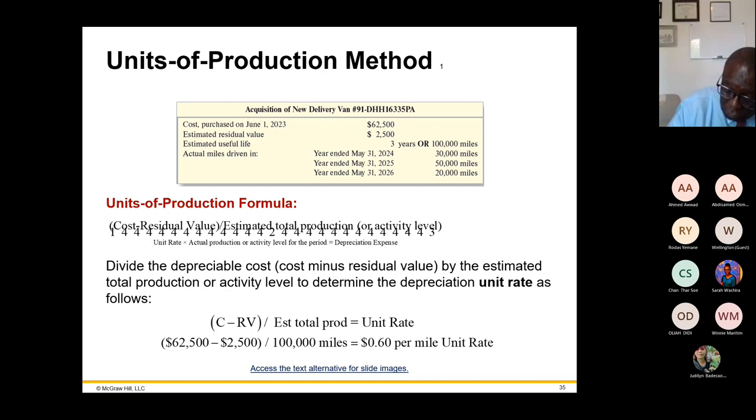At cost is what? 62,500. Yes. 62,500. Very good. Less accumulated depreciation, and now we are reporting it in the balance sheet. Less accumulated depreciation, and accumulated for year three is 60,000. So net fixed asset, as far as this delivery van is concerned, is what?